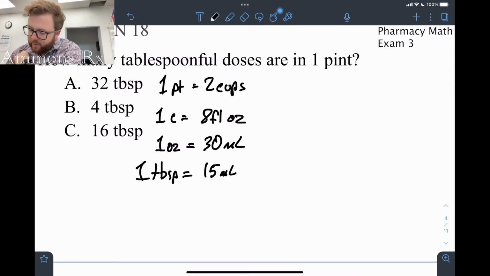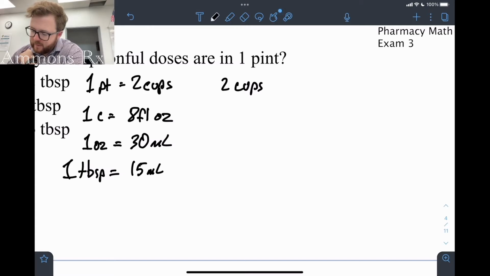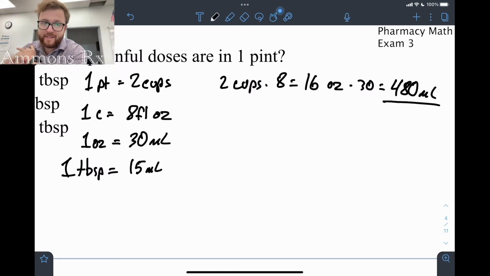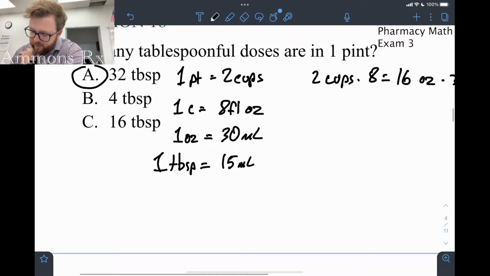So right now we are at 2 cups. So each of our cups has 8 ounces. So we're going to do times 8. So that's 16 ounces. So our ounces are 30 mils each, so we need to do that times 30, which is 480 mils. And lastly, our tablespoons are 15 mils each. So just remember, that one's a little different because 1 tablespoon is 15 mils. So you need to divide. And that is equal to 32.